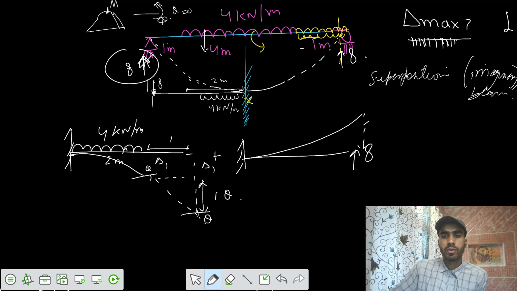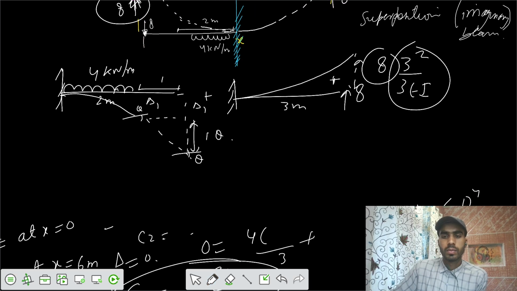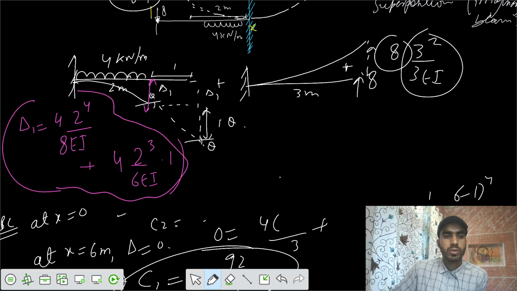Similarly, this value of deflection would be 8 into 3 cubed by 3EI. Total length is 3, so we can write 8 into 3 cubed by 3EI. Let's take it as positive upwards, and for this one, delta 1 would be equal to WL to the power 4 by 8EI plus theta. Theta value is WL cubed by 6EI into the length of 1 meter. So you have this value. One value is positive, one value is negative.